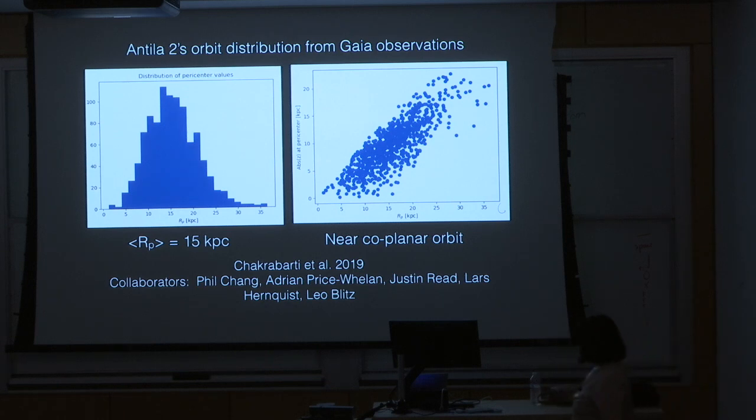And what I'm showing here is the pericenter distribution, that is the distribution of closest approach. And the mean value here is about 15 kpc, but there are also a significant fraction that get within 10 kpc and less. This is the distribution of the absolute value of the height at pericenter as a function of pericenter, and you see that in nearly all cases, Antlia 2 stays very close to the galactic disk. That is, in other words, it's on a near coplanar orbit.